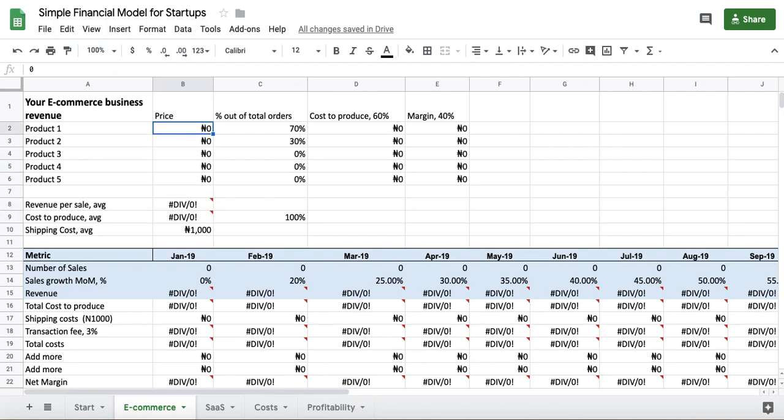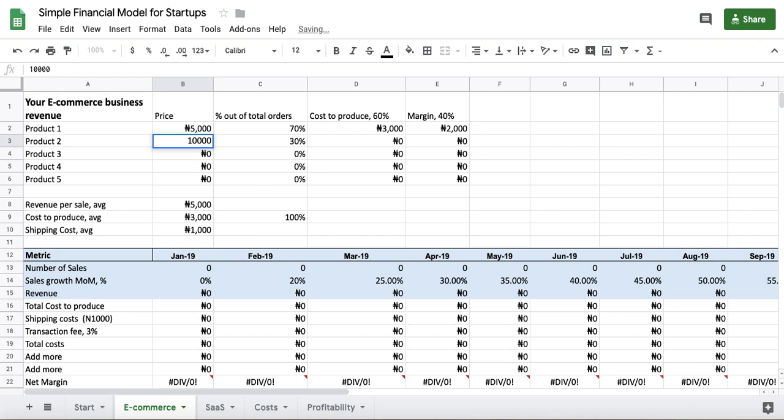So here you're going to put the price of each product. Let's say you have one product that is 5,000 naira and another one that's 10,000 naira, right? And 70% of your orders come from product one, and 30% of your orders come from product two. More people are going to buy the cheaper version versus the more expensive version, right? And you only have these two products. That's all you sell, right?